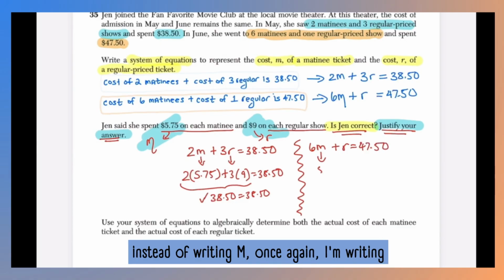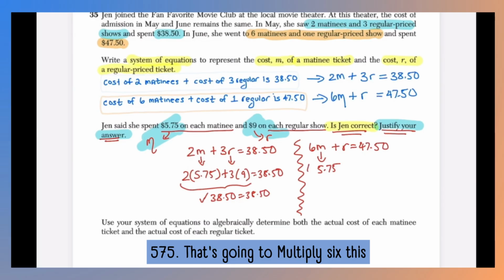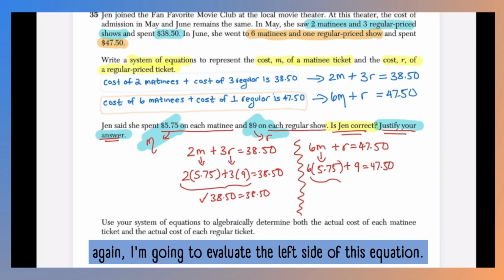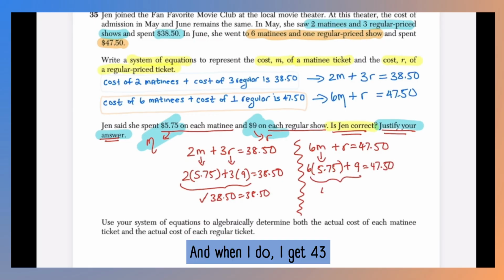So instead of writing M, once again, I'm writing 5.75. That's going to get multiplied by 6 this time. Instead of writing R, I'm writing 9. And again, I'm going to evaluate the left side of this equation. And when I do, I get 43.5, which does not equal 47.5.